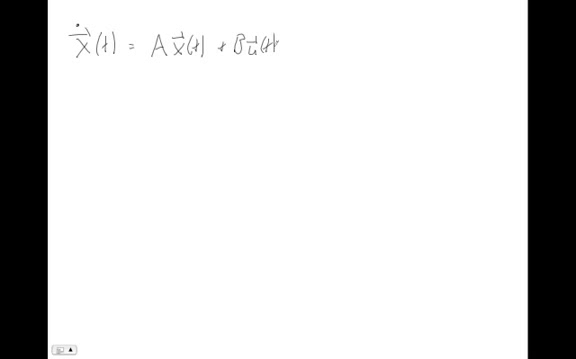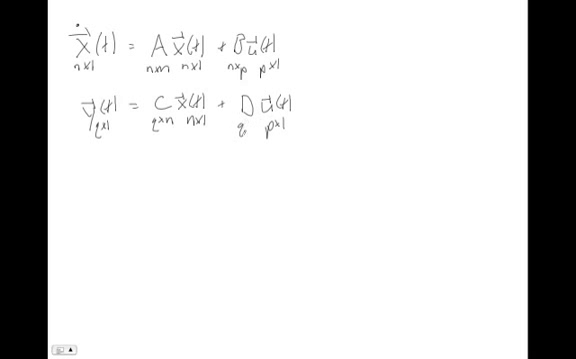So we saw that if you have something like this, X is an n by 1 vector, and A is an n by n matrix. U is a p by 1 vector, so B must be an n by p matrix. Then we're going to have some vector of outputs, let's say that's q by 1, and that's going to equal some C matrix times our state vector, and C must be q by n to get the dimensions right, plus D times our U vector, and so D must be q by p.